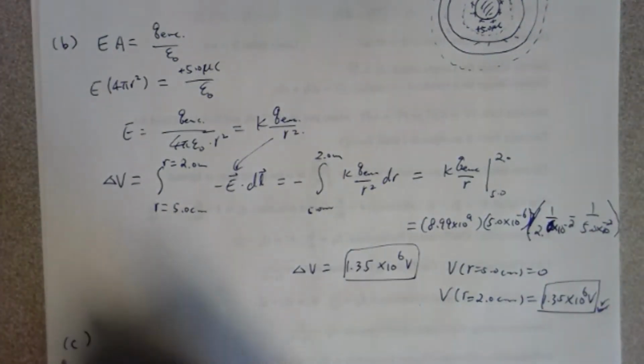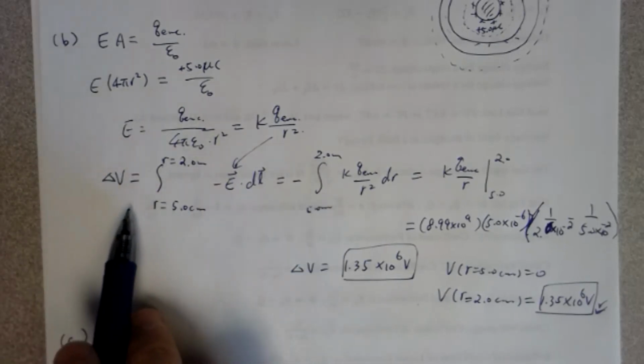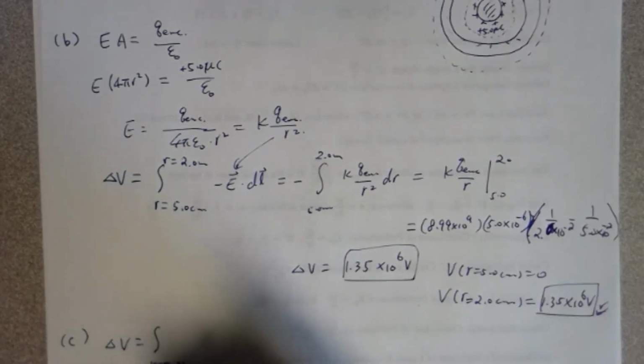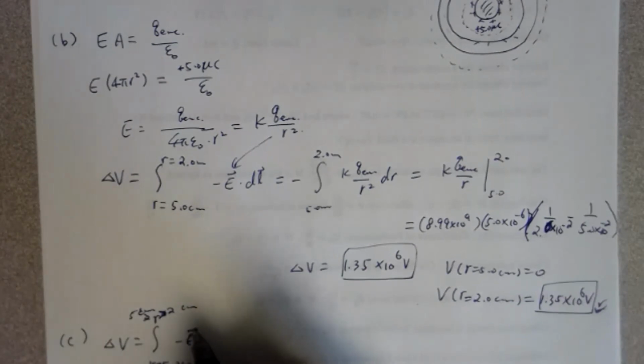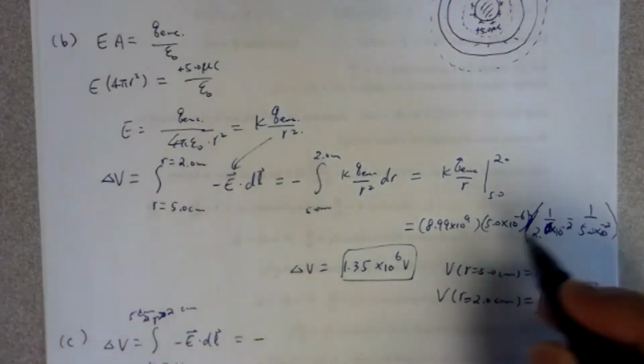So part B, part C is asking you about the space between the two. So the space between the two is similar to this one, but your integration here for the change of delta V should just go from R equal to 5 to any particular R that is in between 2 and 5. So it's greater than 2 centimeters, but less than 5 centimeters. Okay. Minus E dot dL. So there'll be minus the same thing, whatever we have there.